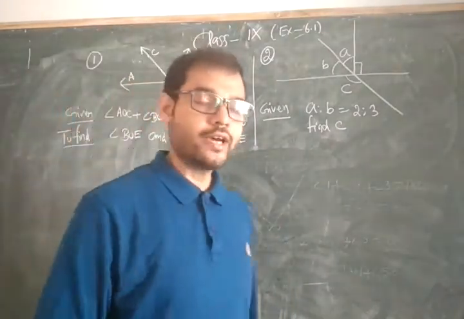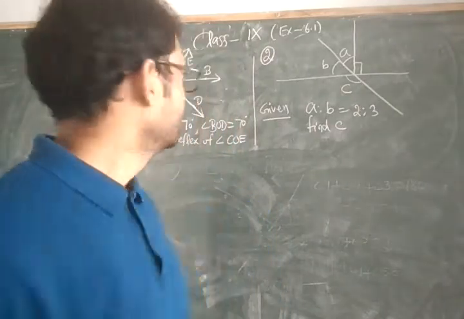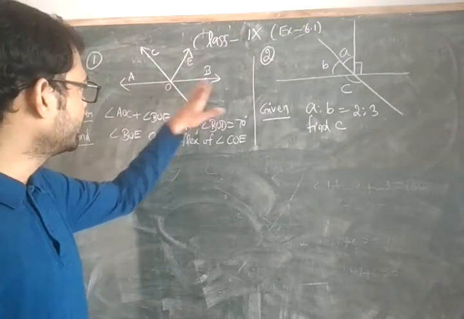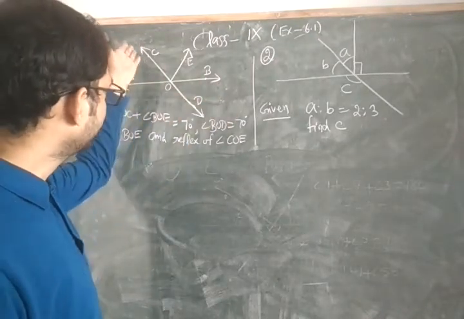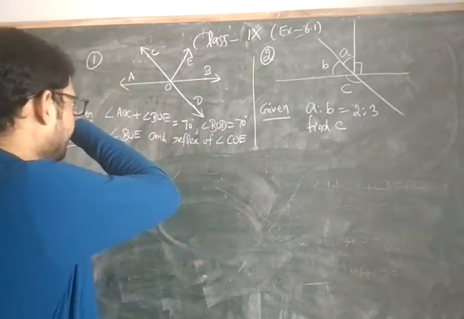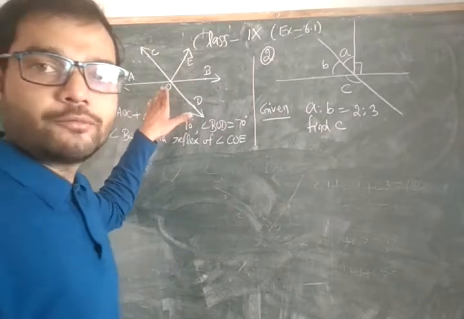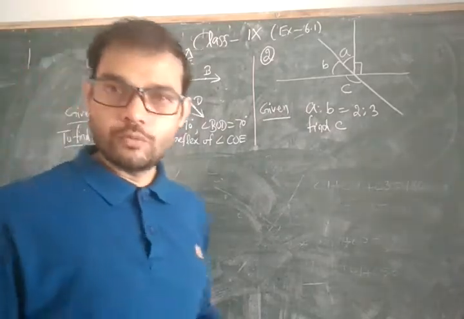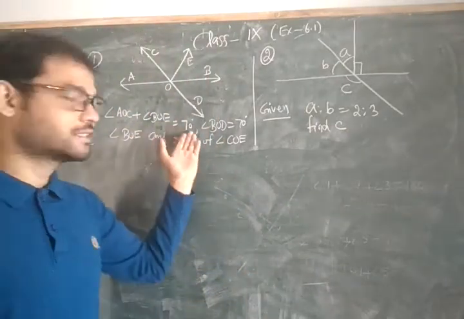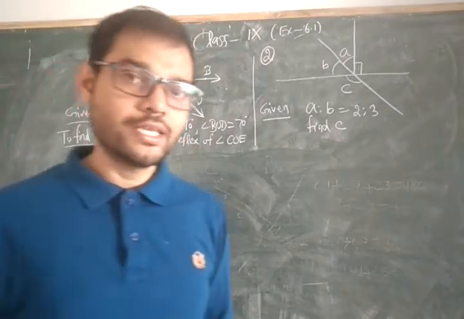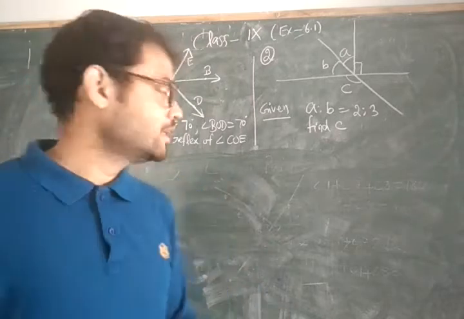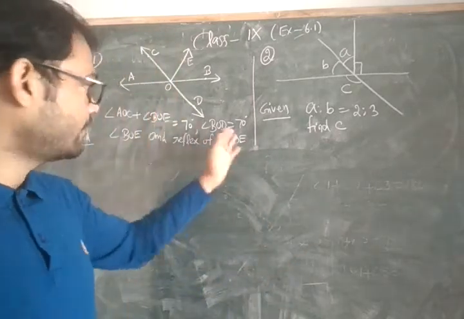So students, in your exercise 6.1, we have the first question, where a figure is given with line AOB and another line COD. They are intersecting at point O, and one ray OE from point O is given. It is given that angle AOC plus angle BOE is 70 degrees, and angle BOD is given as 70 degrees.